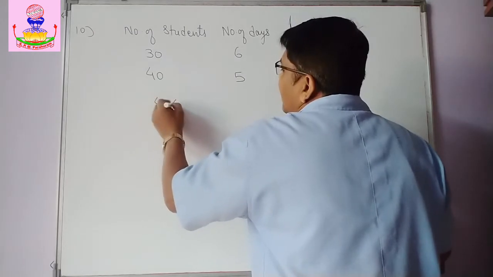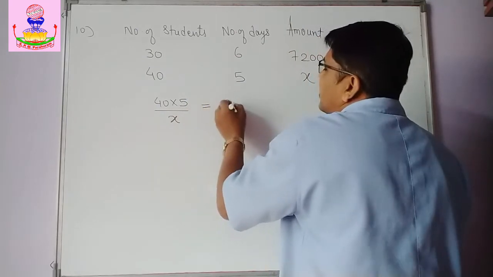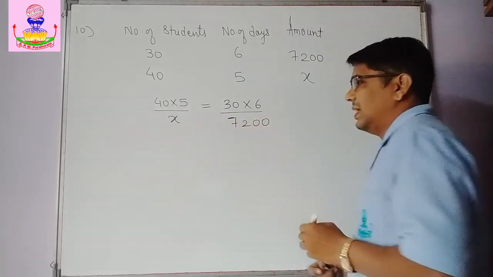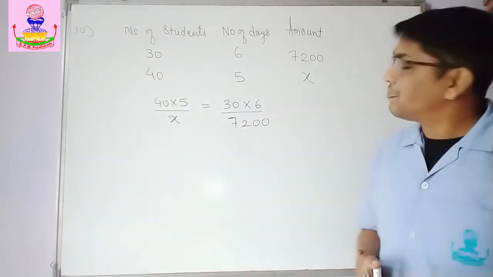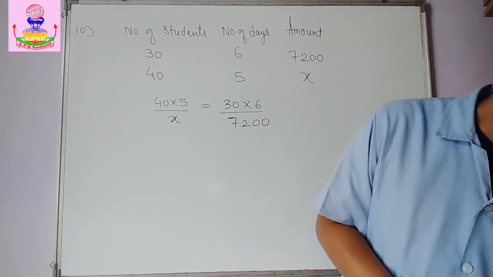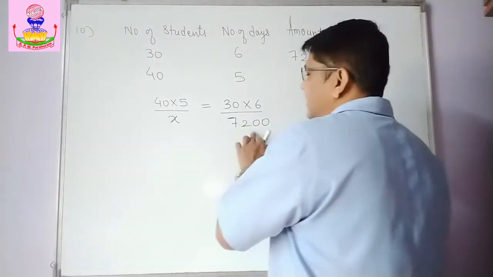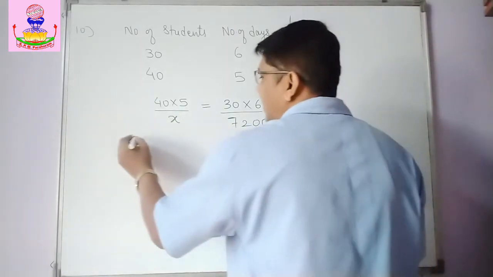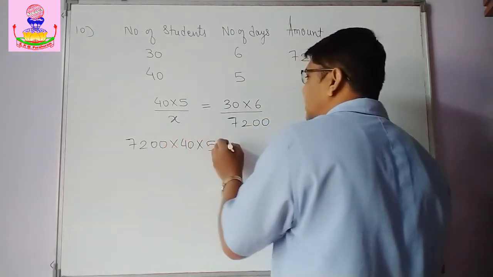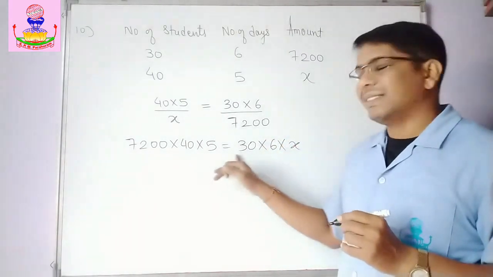Okay. Okay, so I'll be taking it like this. 40 into 5 upon x, that is equal to 30 into 6 upon 7200. Okay, now 40 into 5. Okay, now so bring this x to this side, right? And bring this 7200 to this side. So they will be in multiplication. Exactly. 7200 into 40 into 5, that is equal to 30 into 6 into x.